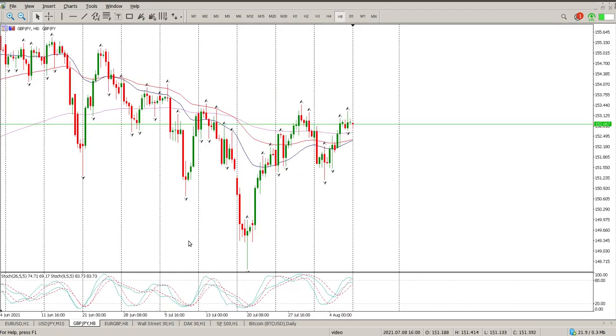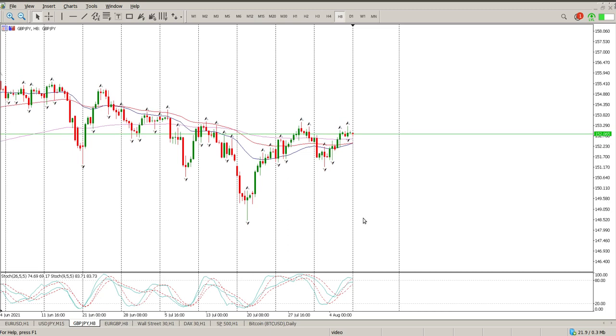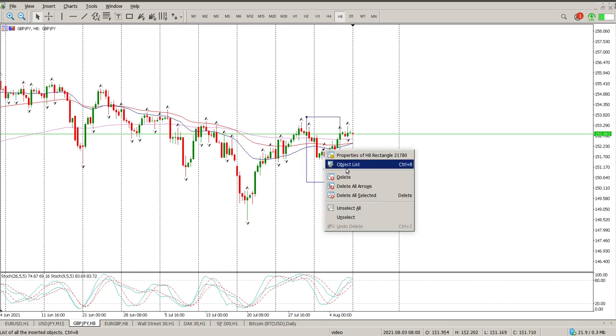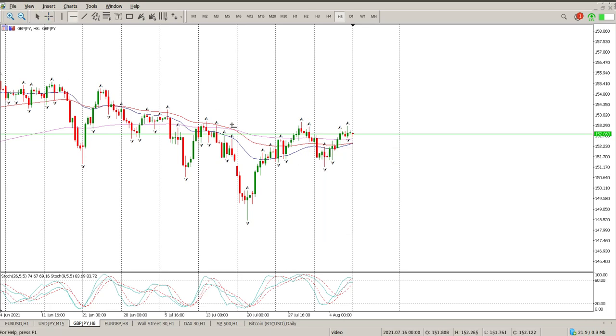Moving across to British pound, Japanese yen. And this inverted head and shoulders is still very much in play. So if we do that, there's your shoulder, here's your head, and here's your other shoulder. So put your neckline in. There's my neckline. Neckline hasn't closed just yet, but it is pretty close.